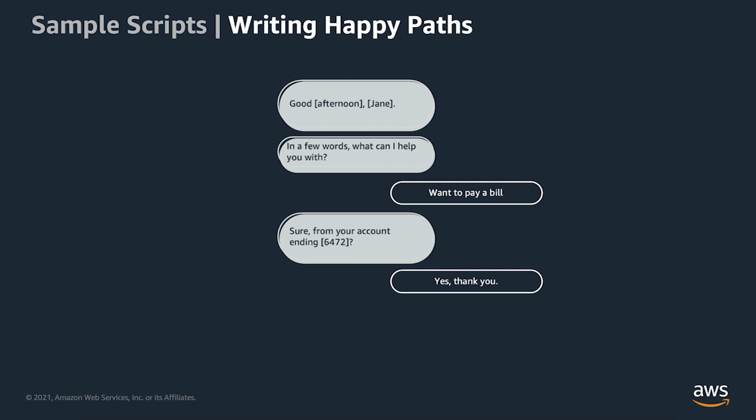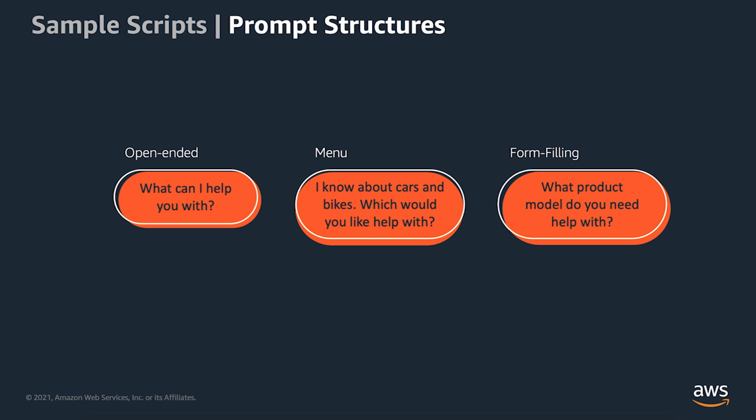In thinking about how we want these interactions to look, it's important to keep in mind the different ways that you might elicit information from a user. So for example, we've been working with this open-ended prompt. So you as a banking customer, you probably have a ton of different use cases that you support, right? All of the different possible things that someone can do at your bank. One consideration to make would be to have an open-ended prompt like, what can I help you with, right? It allows the user to say any of the various things that your bank might be able to help you with. Another option would be to have a menu-based prompt structure where it's, I know about cars and bikes.